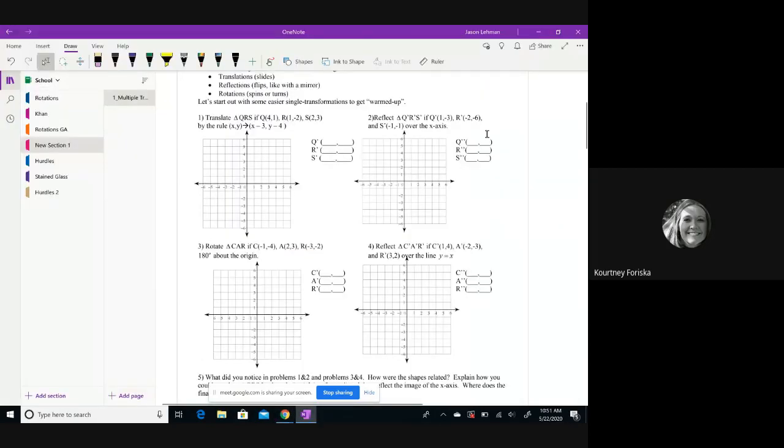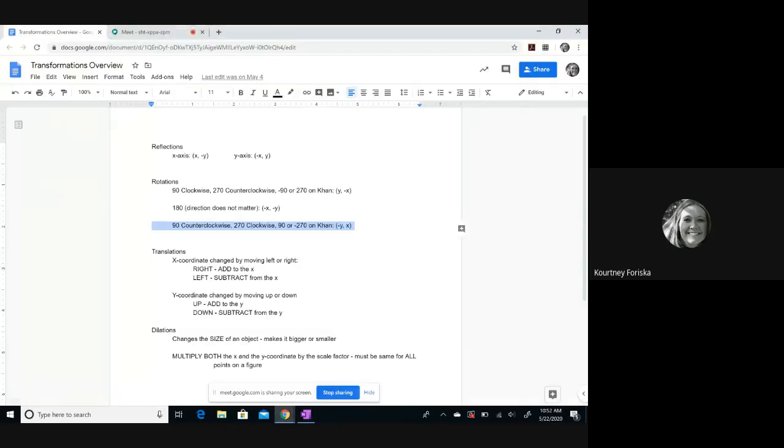So here I have some problems, and this is not an assignment that you had. It's just some random problems that I'm going to take a look at. So what we're going to do is one transformation, and then we're going to see how it is going to translate into more than one. So the first one asks us to translate this triangle by this rule. When it's written this way, it's a little bit more obvious what you're going to do. You are going to subtract 3 from all of the x's. If I take a look at my transformations sheet, I am subtracting from my x's. Notice subtracting from the x's is actually moving left.